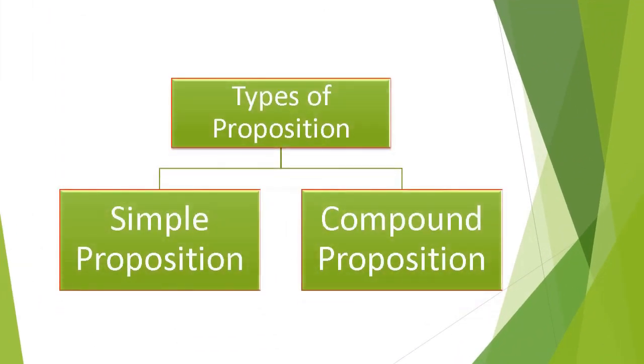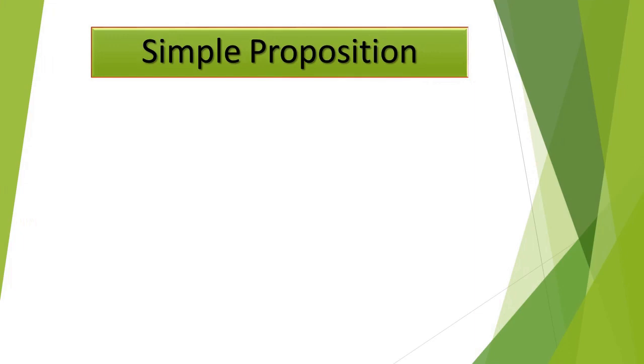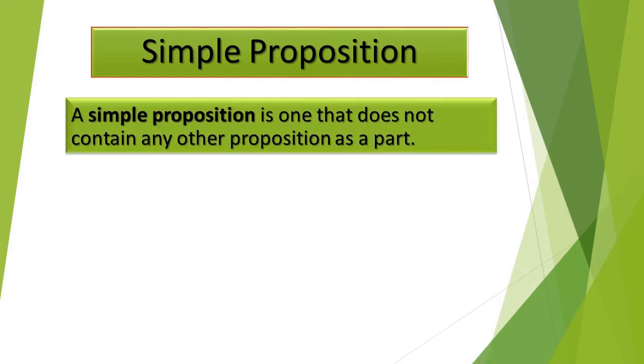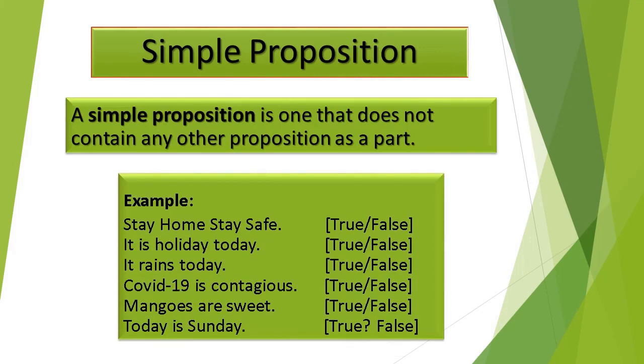There are two types of propositions: simple proposition and compound proposition. Now let's see what is simple proposition. A simple proposition is one that does not contain any other proposition as a part. For example, a simple statement, stay home, stay safe. We'll take some more examples. A statement such as, it is holiday today. It is a proposition which may be either true or false. Let's take another example. It rains today. Again, it is a proposition which may be either true or false.